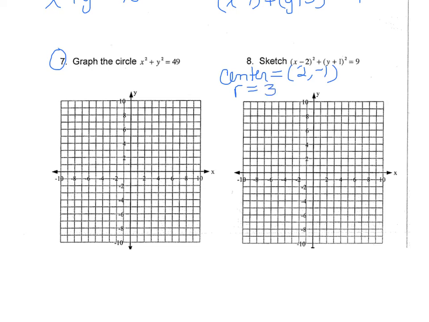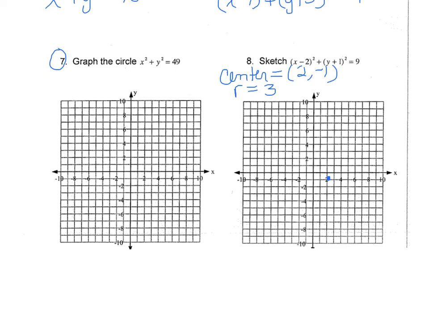So to sketch a circle using center radius, you actually plot the point for the center first. So we need to plot positive 2, negative 1, which should be right there. And from there, you count up 3, right 3, down 3, and left 3. Why 3? Because your radius is 3, to plot your outer points of the circle.